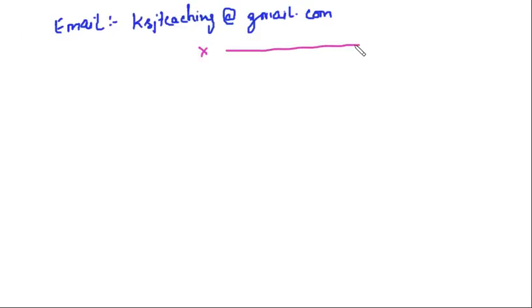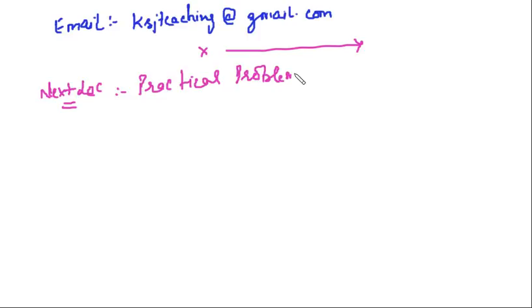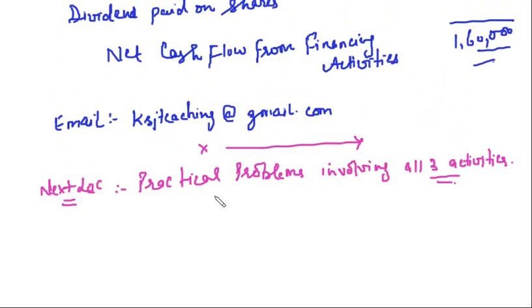Now, in the next lecture, what are we going to do? We're going to do practical problems involving all three activities. We'll prepare the whole cash flow statement involving all the three activities, and then we will find out the net cash inflow or outflow. Clear? Till now we were doing individual activities. Now we will do practical problems involving all the three activities and find out the net cash flow.